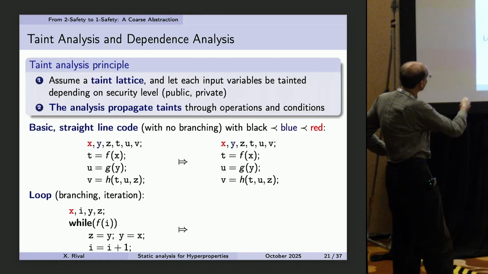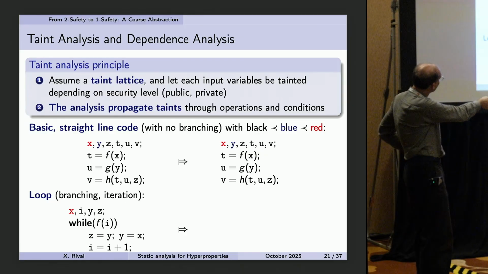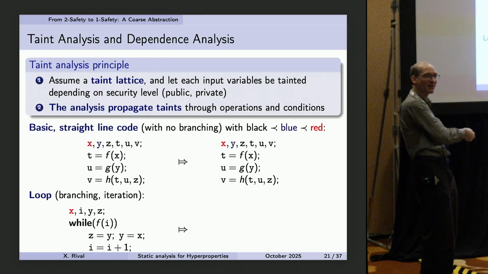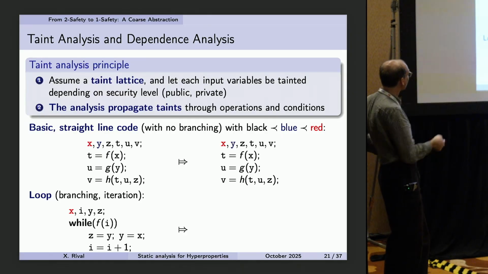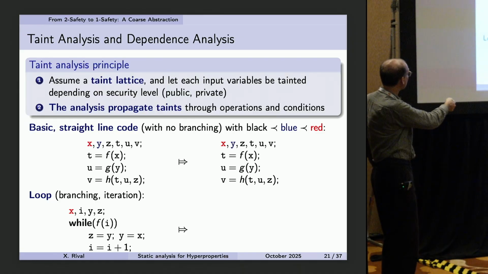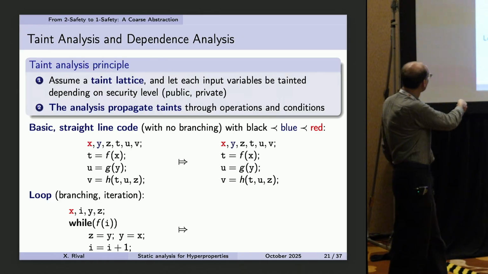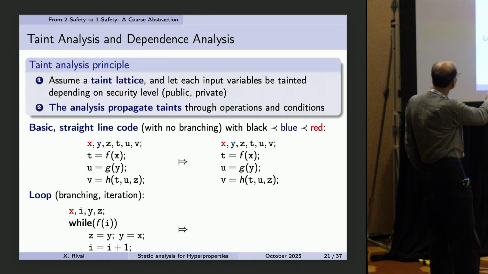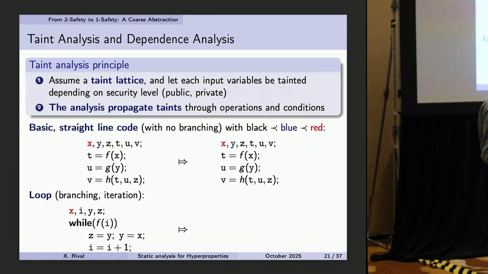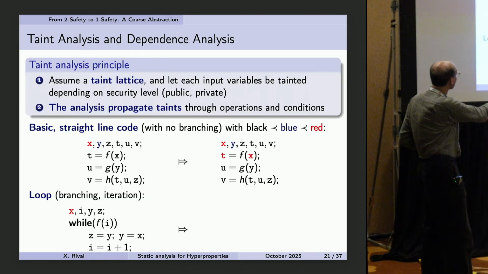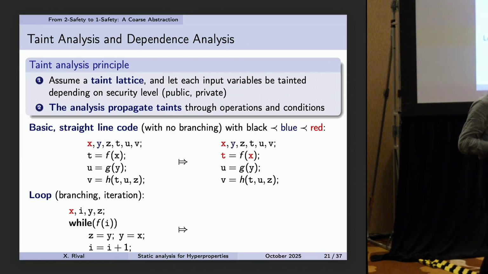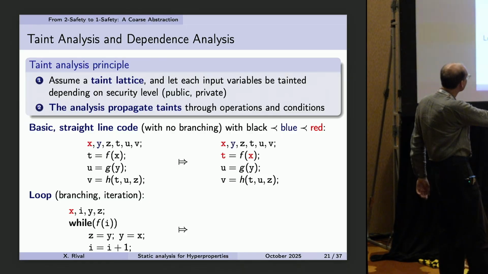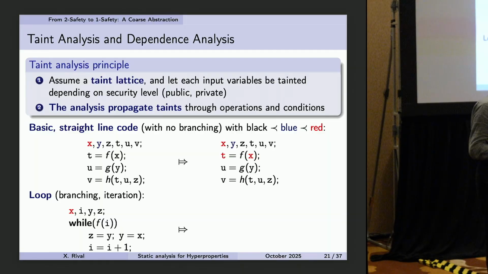Black could mean this is... sorry, I got it the wrong way, I meant the other way. Sorry. Black should be greater than blue, which should be greater than red. Red should be separate here. Let's assume that I run my program here with the initial value for x tainted in red, and everything else tainted in black. If I propagate the taint, when I do t equal to f of x, t will get the taint because we use x directly to compute it, and x is tainted in red, so we take the greatest color that is tainted in the arguments of the function.